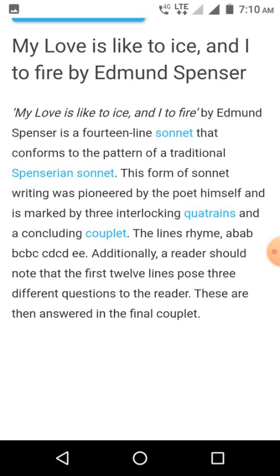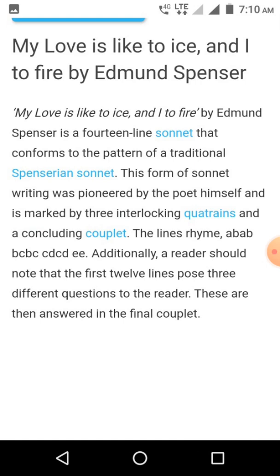This form of sonnet writing was pioneered by the poet himself. Edmund Spenser himself started writing this type of sonnet, which is marked by three interlocking quatrains and a concluding couplet in which the poet will make his claim. The lines rhyme ABAB for the first quatrain, BCBC for the second, CDCD for the third, and for the couplet we will have the rhyme scheme EE.